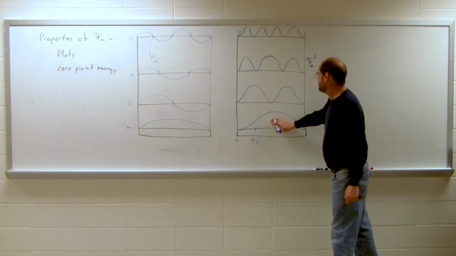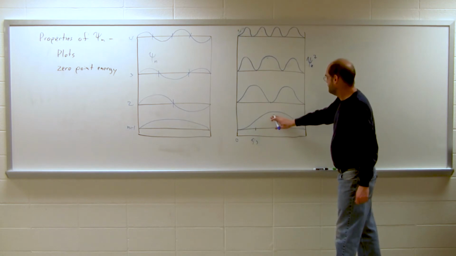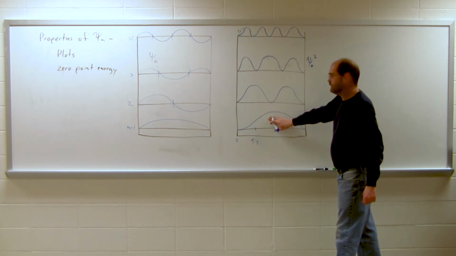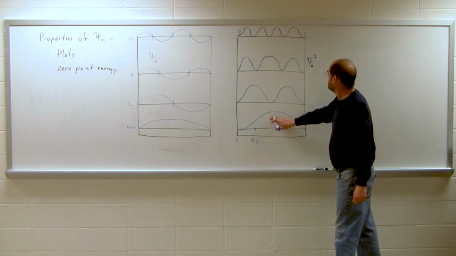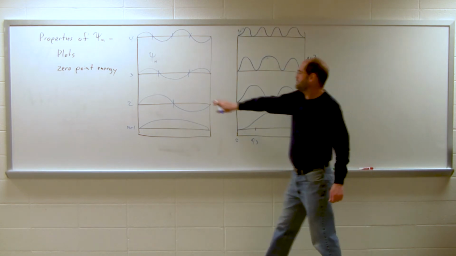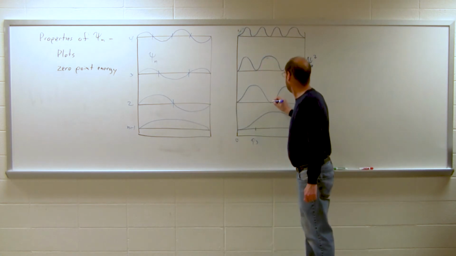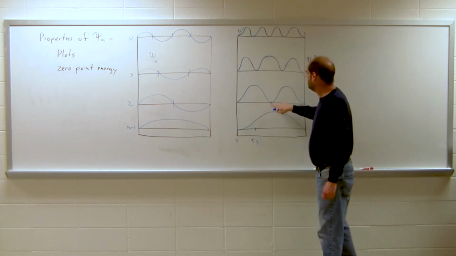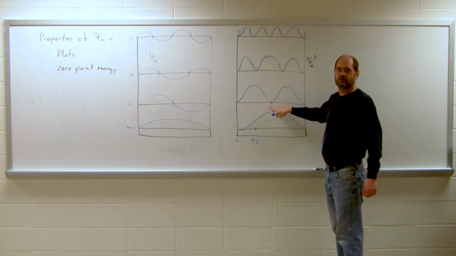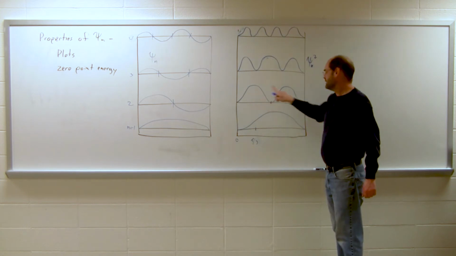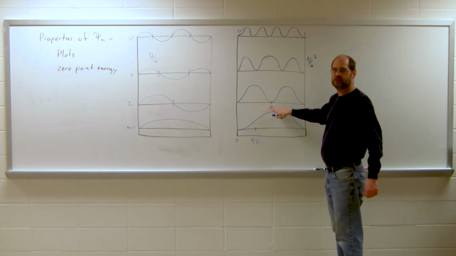And what I see for this is a single maximum in the middle of the graph for n equals 1. For n equals 2, because I changed sign here, I have a node. What does this mean? I will never see the particle at this point. I see the particle here, I see the particle here. I never see it in the middle.